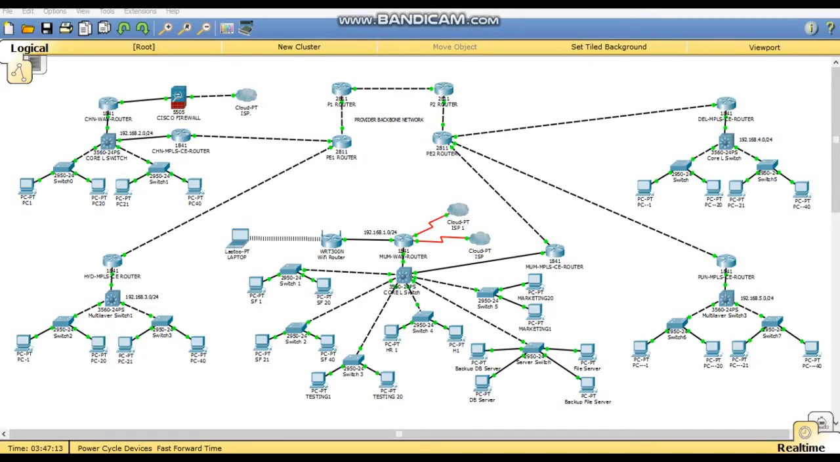The provider router 2811 is connected with the MPLS customer edge router for each location using the open shortest path first configuration with additional ports. The customer edge router 1841 exchanges routing information with its provider edge router, and the Wi-Fi router WRT300N performs the functions of a router. It takes the data and converts it into radio signals which are then picked up by the devices with Wi-Fi capability.